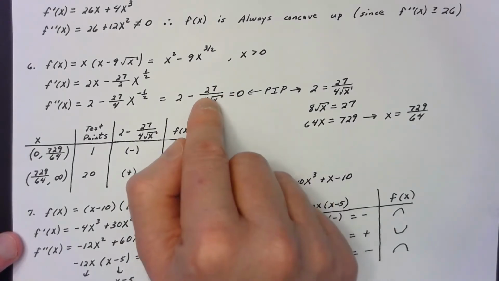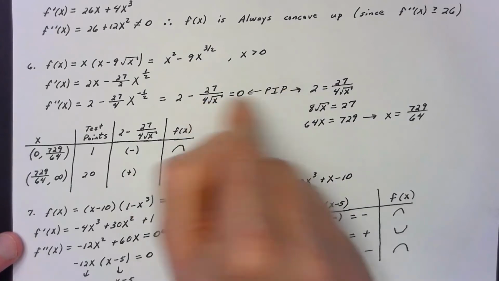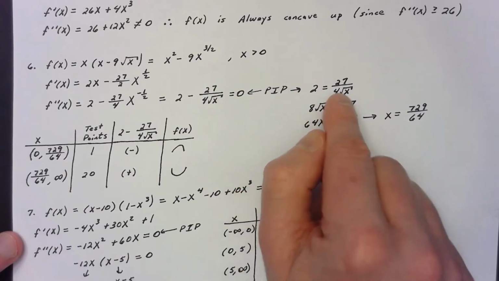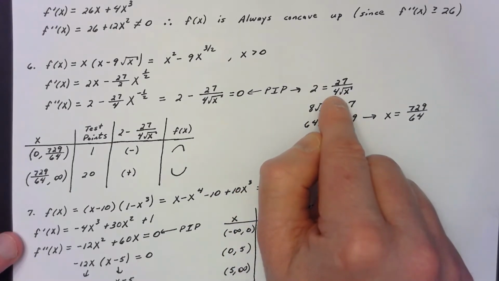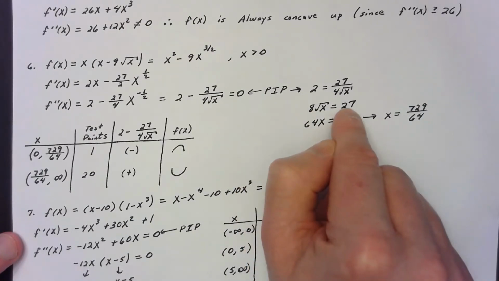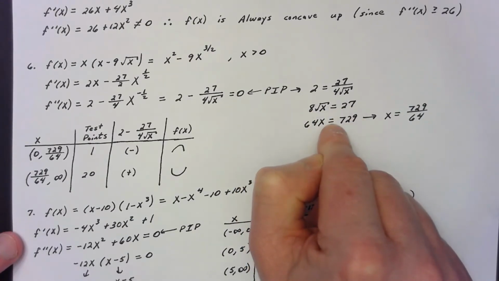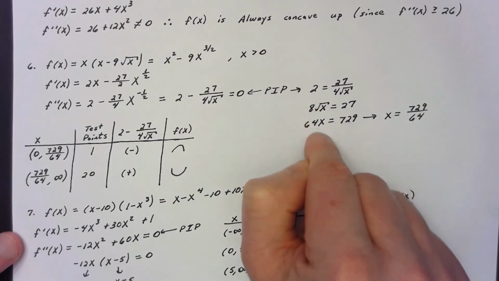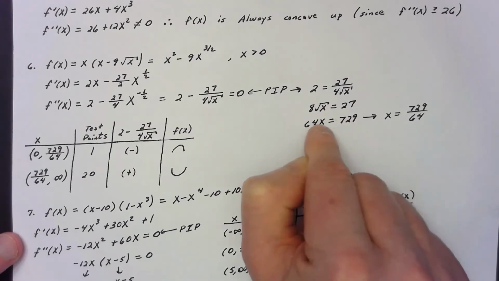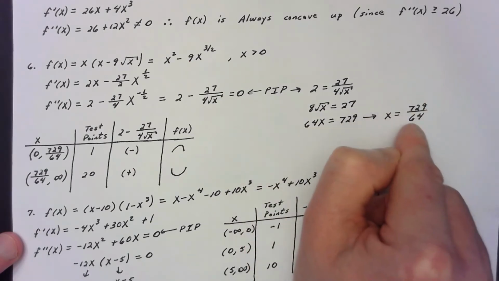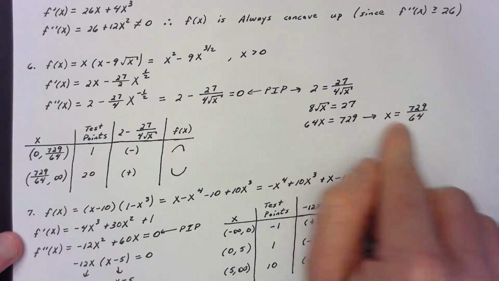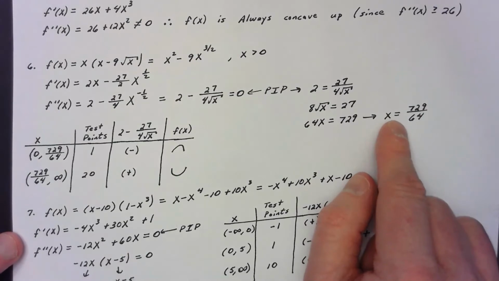When I try to solve, I'm going to go ahead and move that 27 over 4 root x to the right-hand side, and it becomes positive. Then I cross multiply, or you could just say multiply by 4 root x on both sides. That gives me 8 root x equals 27. From this step to this step, I simply squared both sides. 8 root x squared is 64x. 27 squared is 729. So x is going to equal 729 divided by 64. Okay, now that's my only potential inflection point.